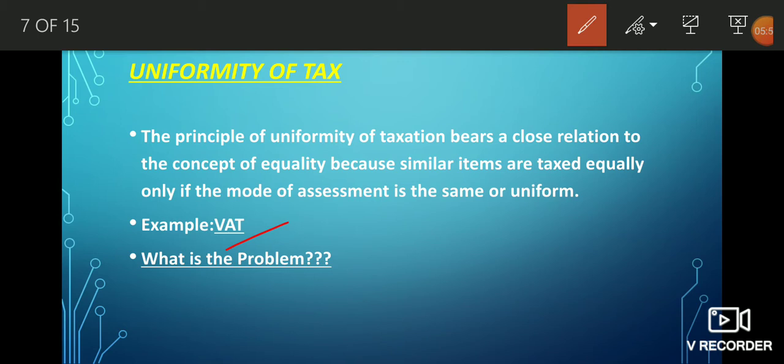No, it had not happened in all the states. The name was common, that is VAT, but the rate was different, so there was no uniformity in the tax before the introduction of GST. The problem with this is that we have to pay a different price for the same product if we purchase it from a different state.